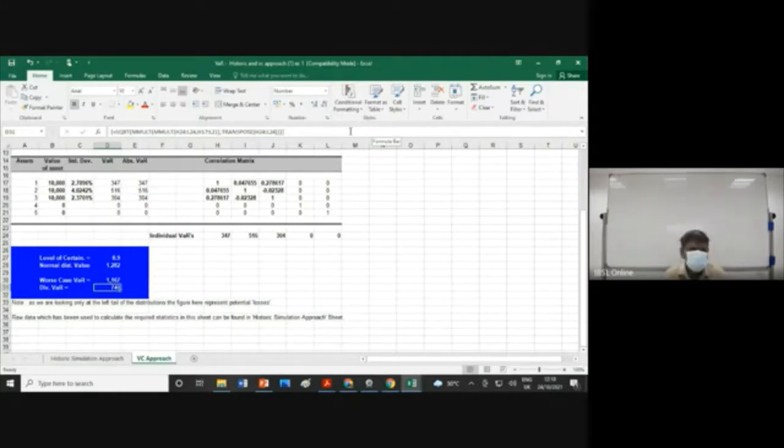So our portfolio is 740. So what did you get? Now this is using the variance covariance model. I'll put it here, 740. So how much did we get under the historical 90% confidence level?